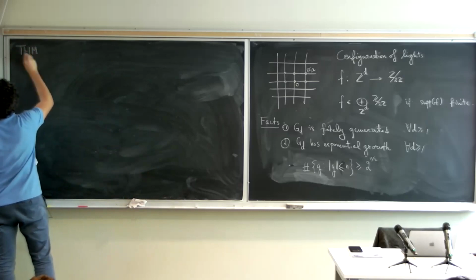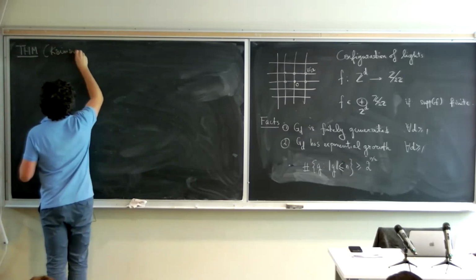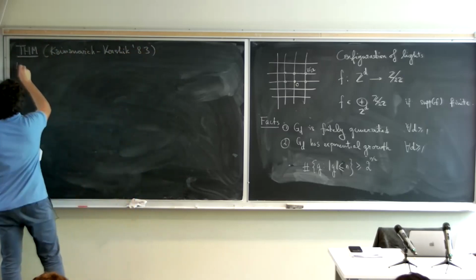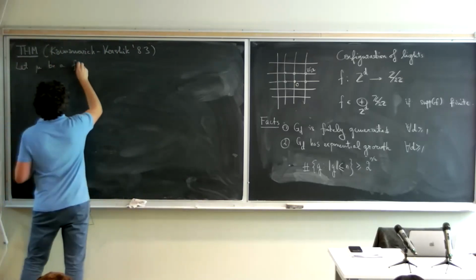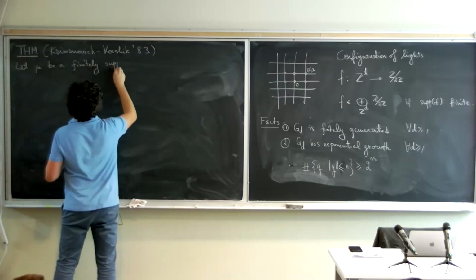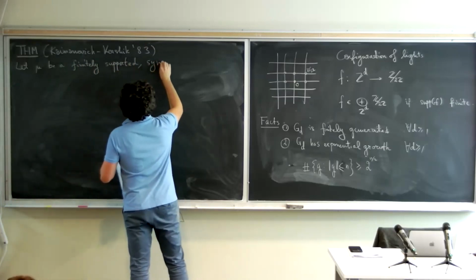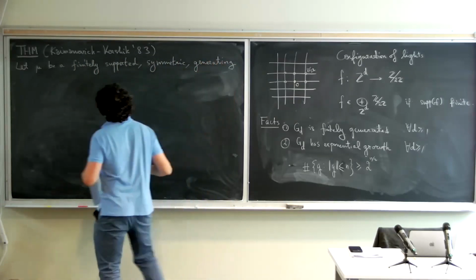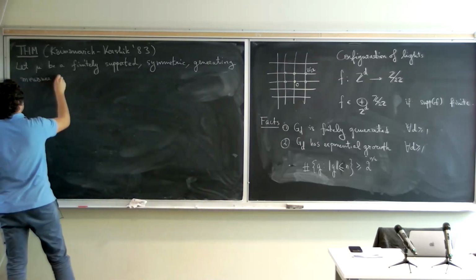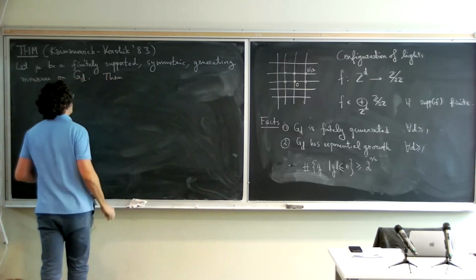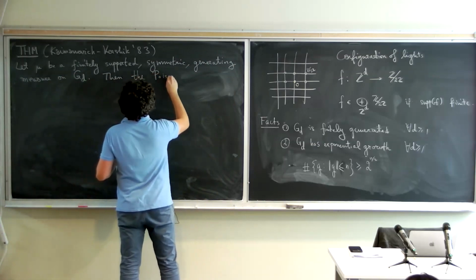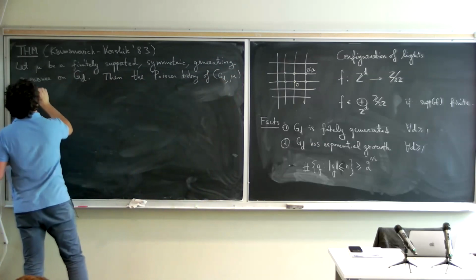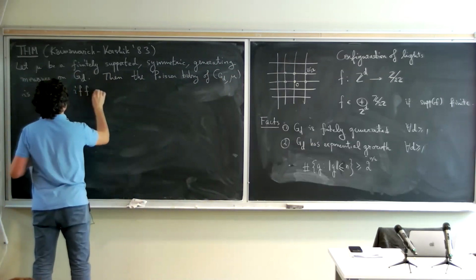So here's the theorem. If you do the Kaimanovich and Vershik, the statement is that if you let mu be a finitely supported symmetric, symmetric is important here, generating measure on G_d, then the Poisson boundary of (G_d, mu) is trivial if and only if d is 1 or 2.